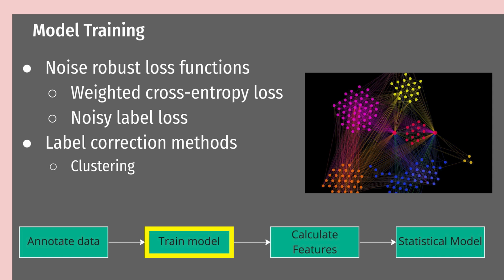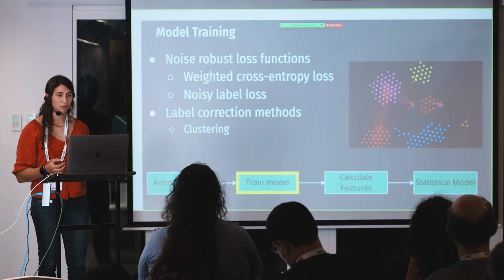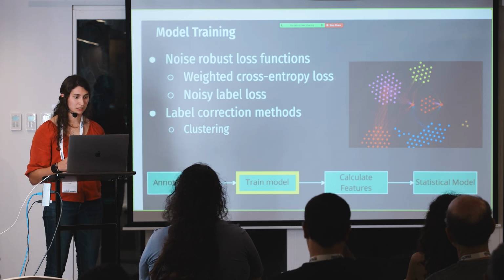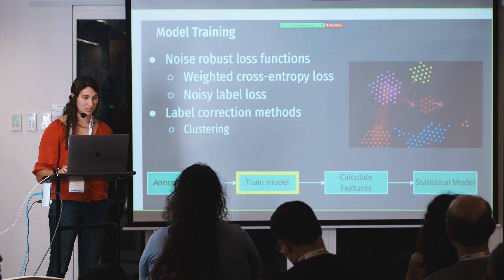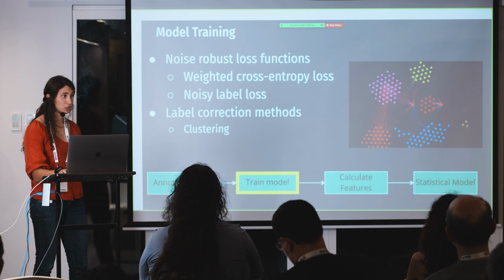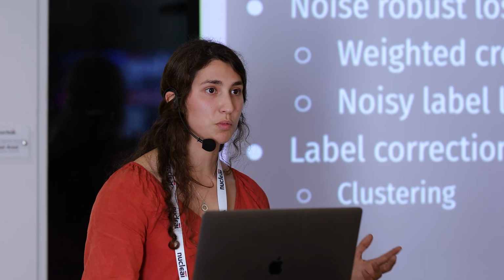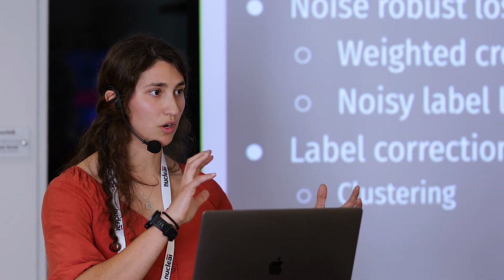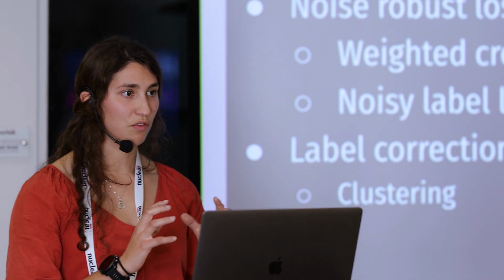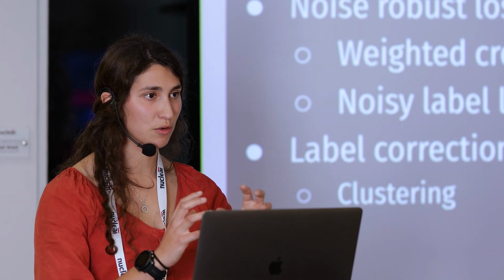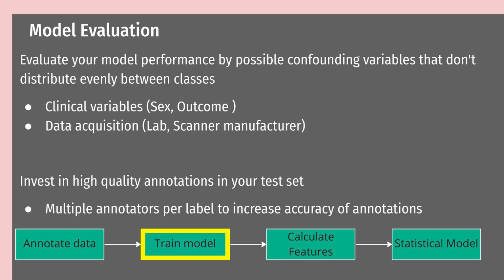We can use loss functions that are robust to noise, loss functions that expect some sort of weighting or know how to deal with noisy labels. There's a lot of work in the field specifically to describe these different loss functions, and like I said, I'm not going to go into too much detail here. Another method we can use is label correction methods. So this includes any sort of unsupervised or semi-supervised technique where we can cluster our labels together and flag, for example, data points that cluster together but have different labels.